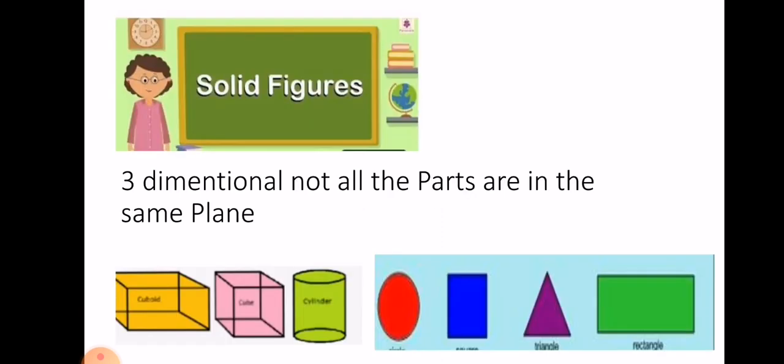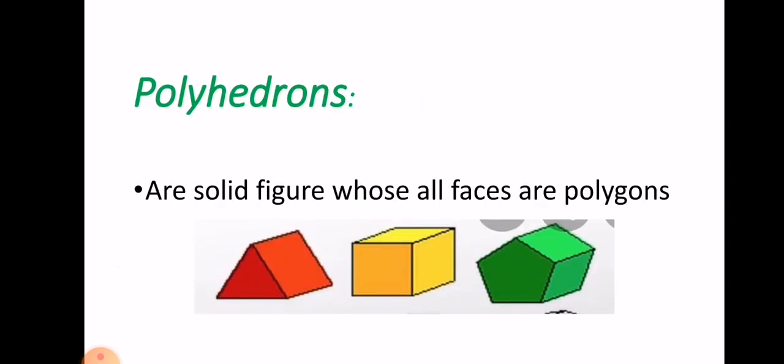The solid figures, we took it before. As you remember from the previous grades, you learned that solid figures are what? Three-dimensional shapes. What does three-dimensional shape mean? Three dimensions means it has width, height, and length. It means that it's not flat. Not all the parts of it are on the same plane or on the same level. Do you remember these shapes which are in front of you?